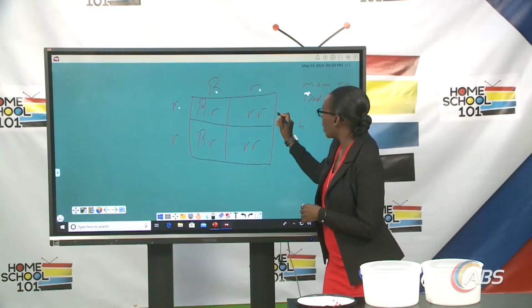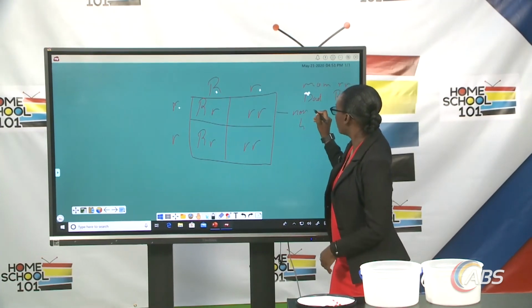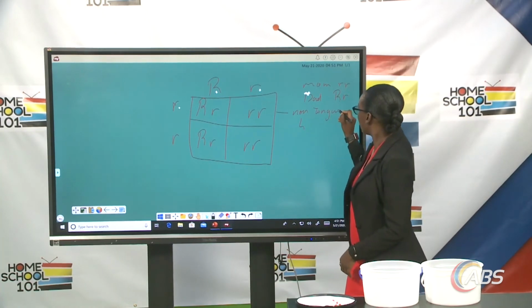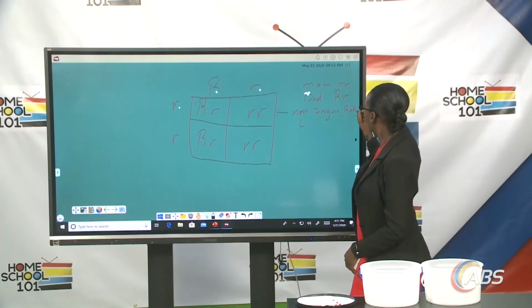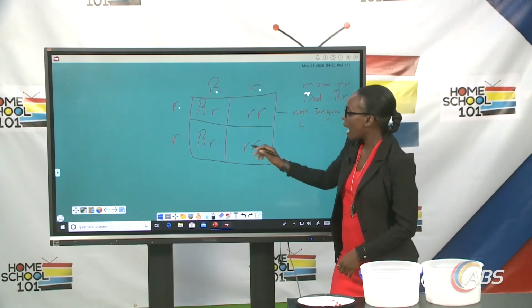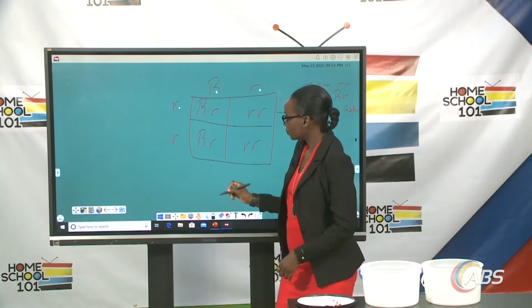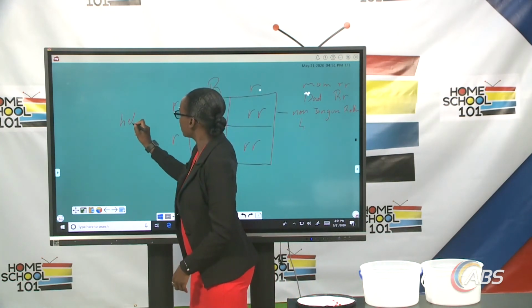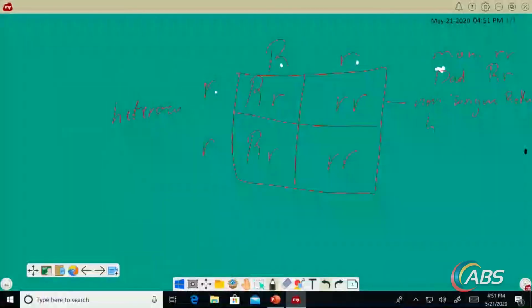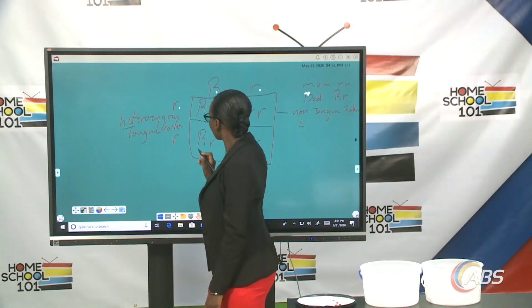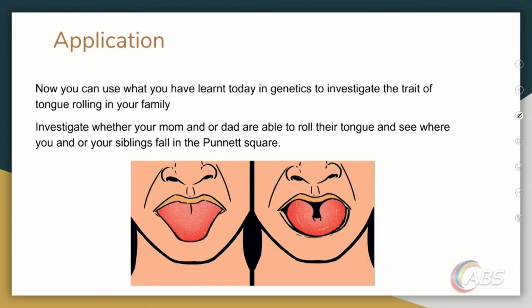All right, so we will now label them. Non-tongue roller. And this one would be the same as well. And this one would be the heterozygous tongue roller. All right, so you can investigate that one in your home with the tongue rolling. That's a very easy one that you can actually do.